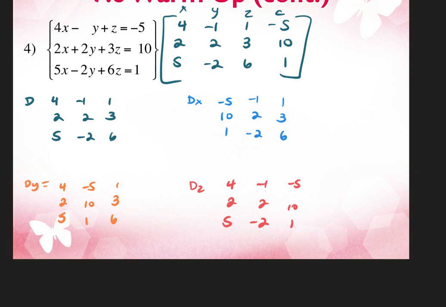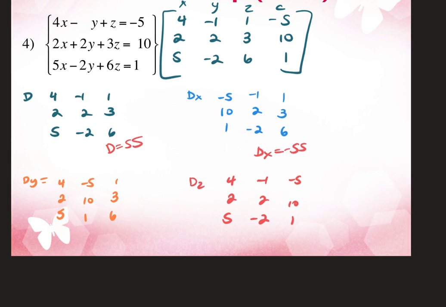Why do we have a D2? It's DZ. Oh, yeah, I forgot we have more. This should be 55. I'm using my calculator. -5, -1, 1. This is -55.